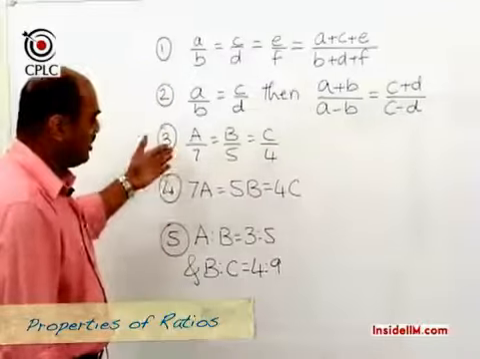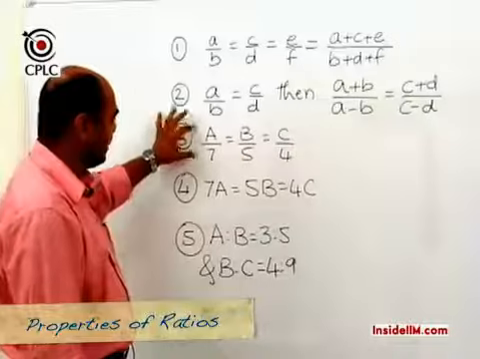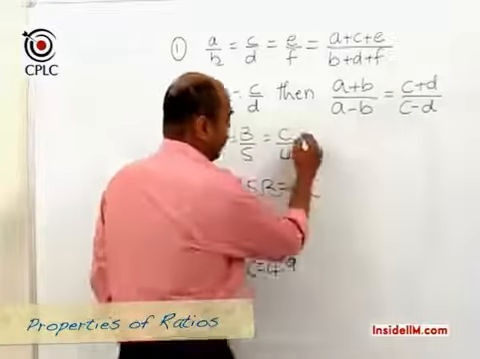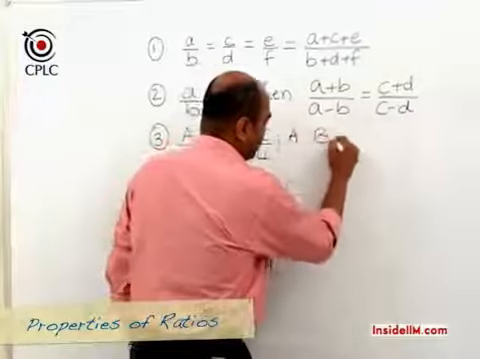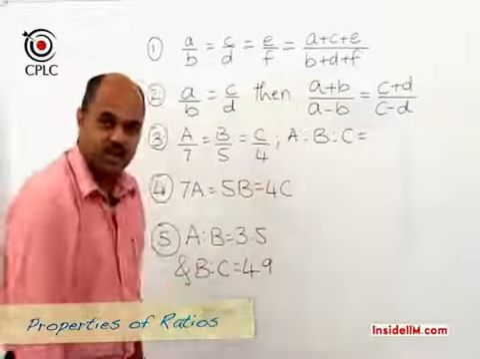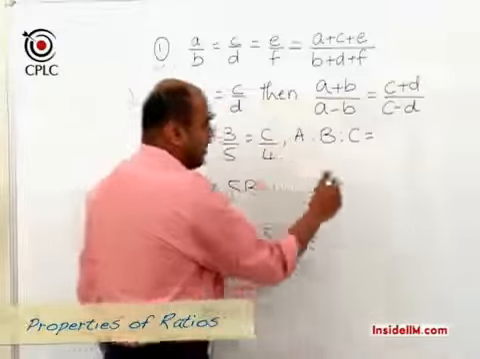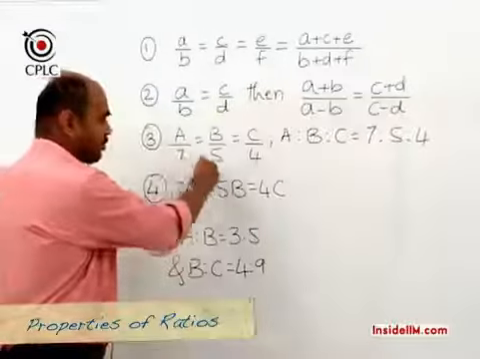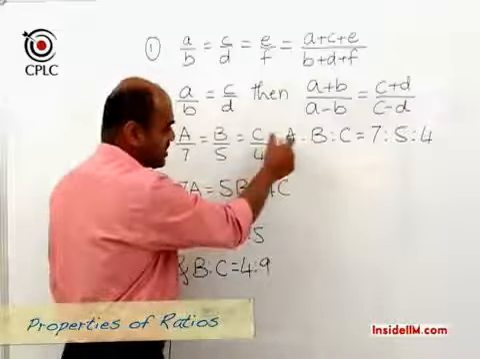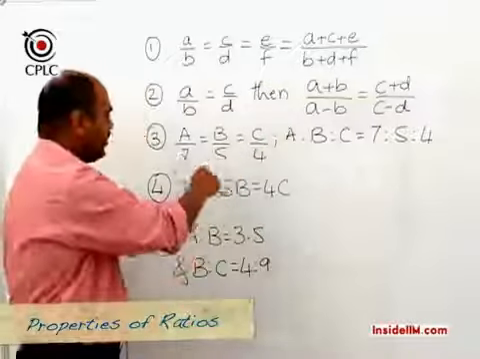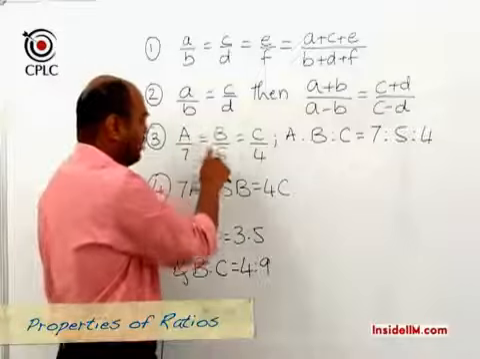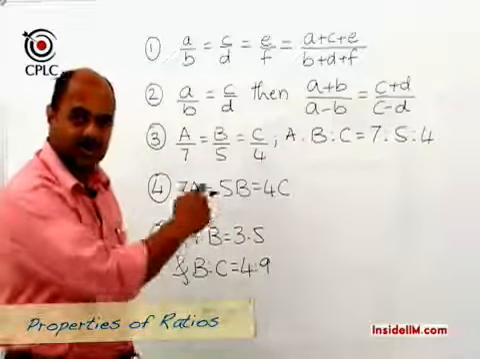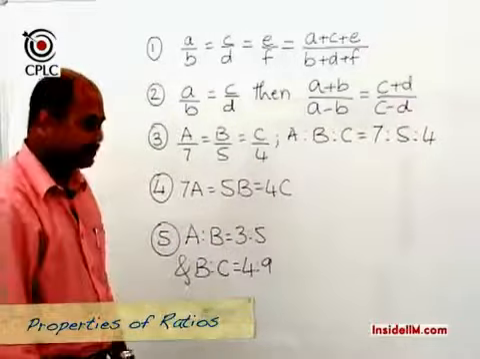Let's look at the third one. We now have 3 ratios where it's given A upon 7 is equal to B upon 5 is equal to C upon 4, and what we need to do is just write down the ratio for A is to B is to C. Then it simply becomes 7 is to 5 is to 4. Whatever was there in the denominators, if I take this as equal to K, then A would become equal to 7K, B would be equal to 5K, C would be equal to 4K, and hence when I take it as a ratio, K would get cancelled, and that's what we get.